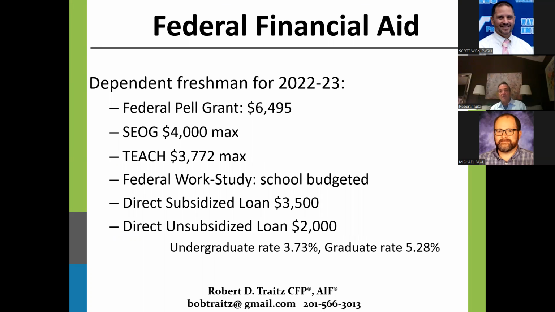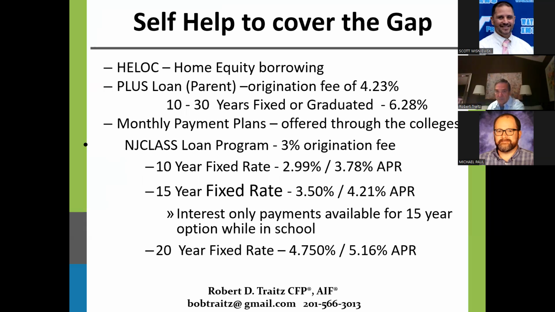For a dependent student, you need your parent to have an ID and a password. It's the parent's savings and investments and the parent's income that are going to determine financial aid. But again, the federal Pell Grant number has increased from $6,400 to about $7,000, just shy of $7,000. The SEOG grant is still $4,000. Then there's the TEACH grant, and federal work study has a certain cap on it. The student as a freshman receives $3,500 subsidized, $2,000 unsubsidized, and it goes up from there.